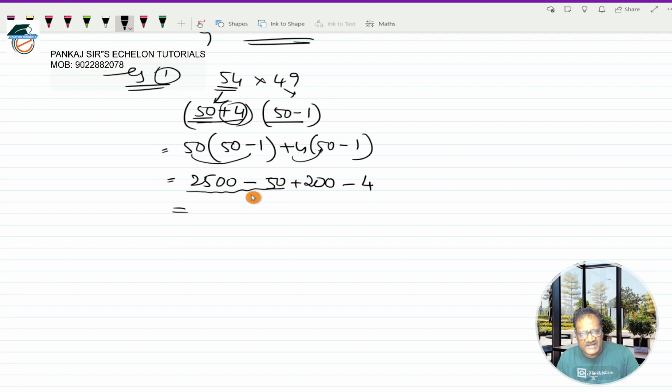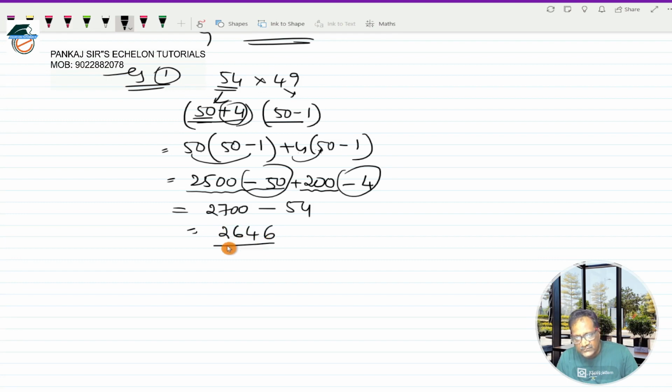So 2500 minus 50 will be how much? I'll do 2500 plus 200, which will be 2700, and this minus 50 minus 4 will give me minus 54, and 2700 minus 54 will give me 2646. So this is the answer. If you do it otherwise, by straight multiplication, we'll get the same answer.